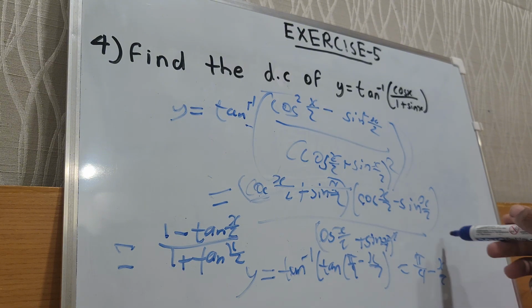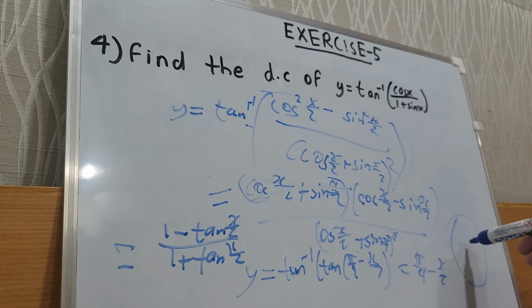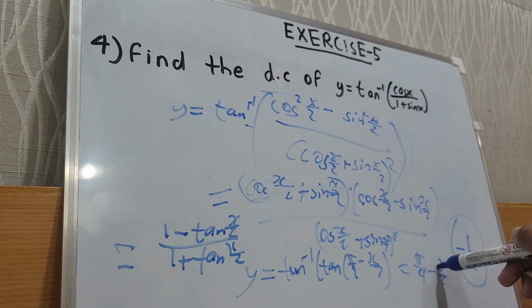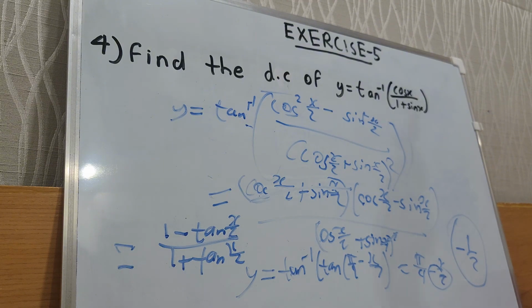Now if you differentiate, what do you get? You get minus 1 by 2. That's it. So that's it for differentiation of inverse functions.